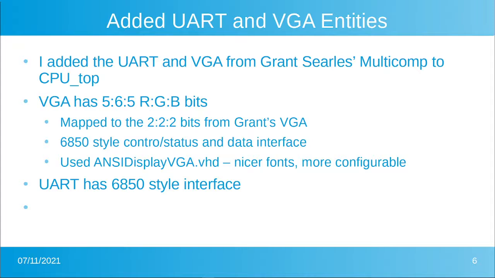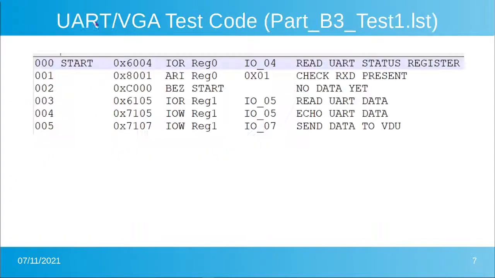The ANSI display VGA VHD file implements a fairly complete ANSI terminal, takes the normal escape sequences and interprets those into things like screen clear, set color, set bright, set background and foreground colors, set other sorts of things that you would want to set for a display. And again, both of these have a 6850 style interface, if you're familiar with the ACIA chip from back in the 70s. The VGA test code is not very complicated.